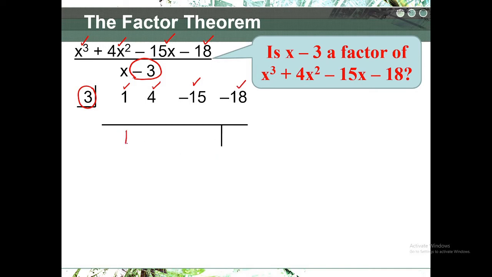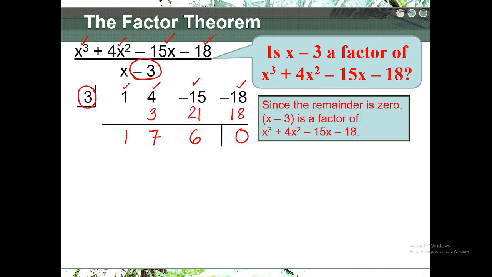Bring down 1. Multiply 3 and 1 to get 3. Then you combine 4 and 3, that's 7. Multiply 3 and 7, that's 21. Combine negative 15 and 21, that will be 6. Multiply 3 and 6, that's 18. You will get a 0 for that. So therefore, since the remainder is 0, our divisor x minus 3 is a factor of the polynomial x cubed plus 4x squared minus 15x minus 18.